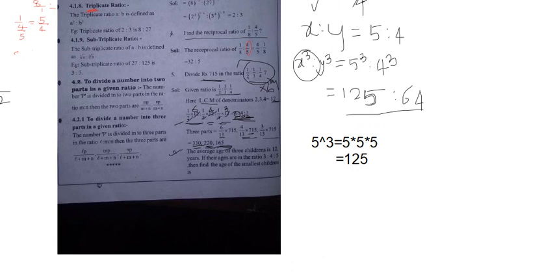What is the question? The average age of 3 children is 12 years. Okay, 3 children are there. Their average age is 12 years. But they have not given separately how many years each child is. The total average of the three is 12 years.